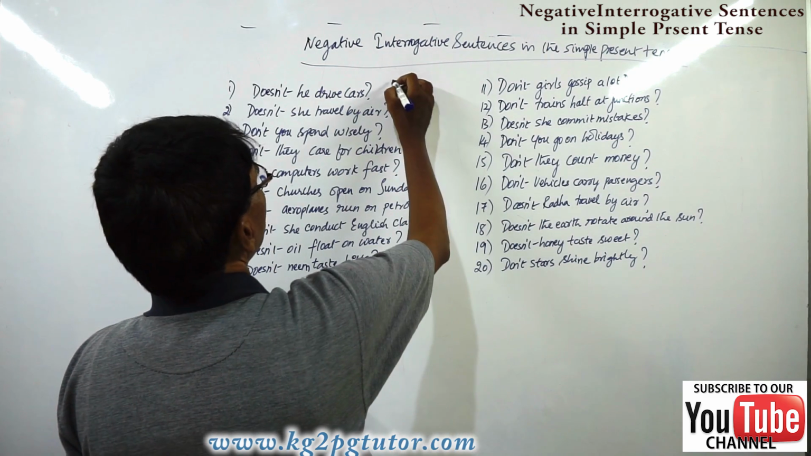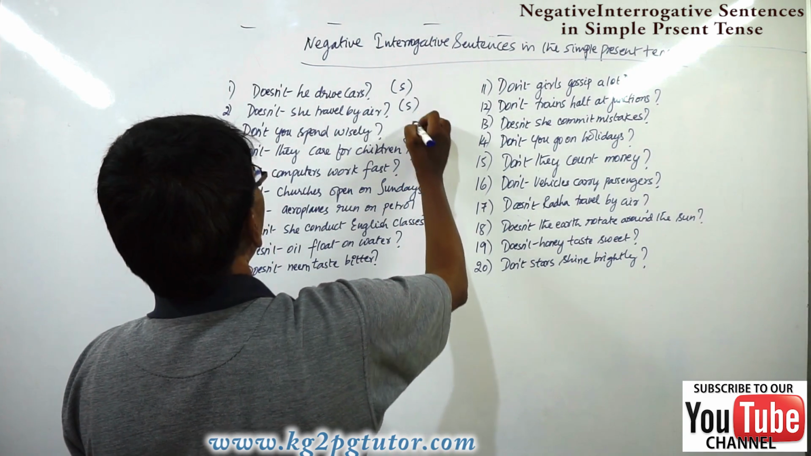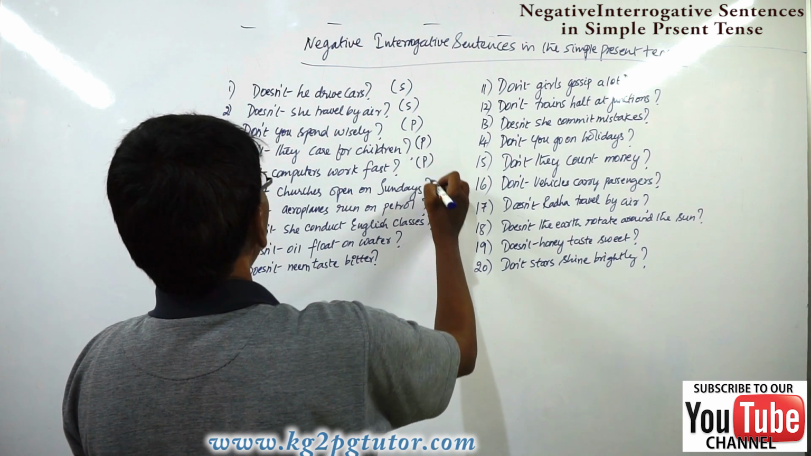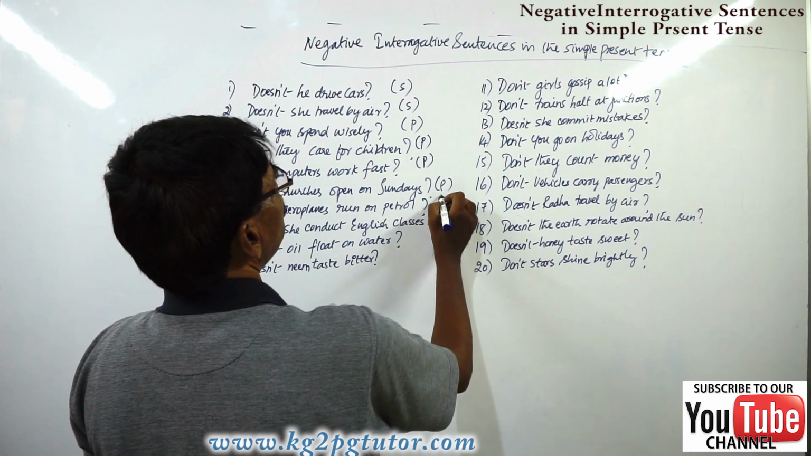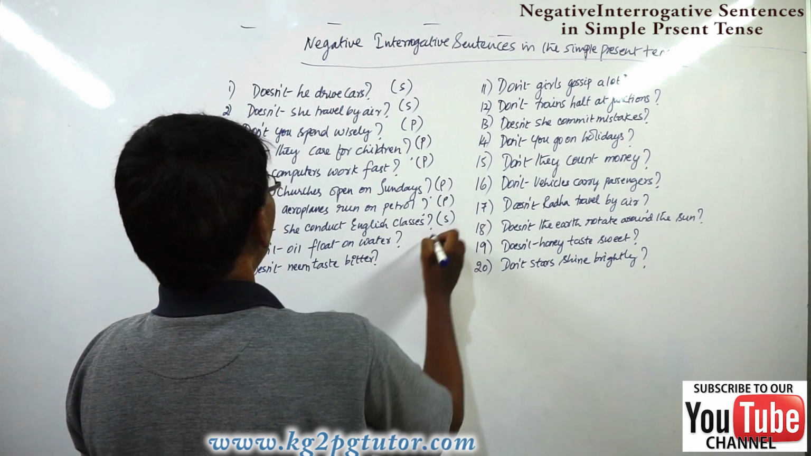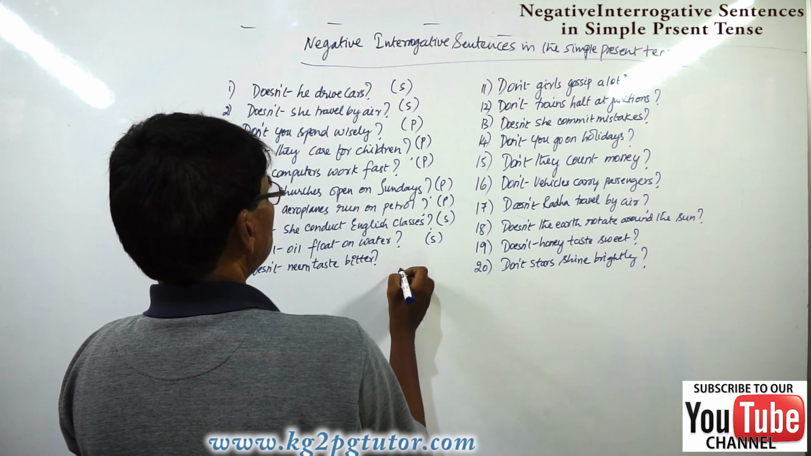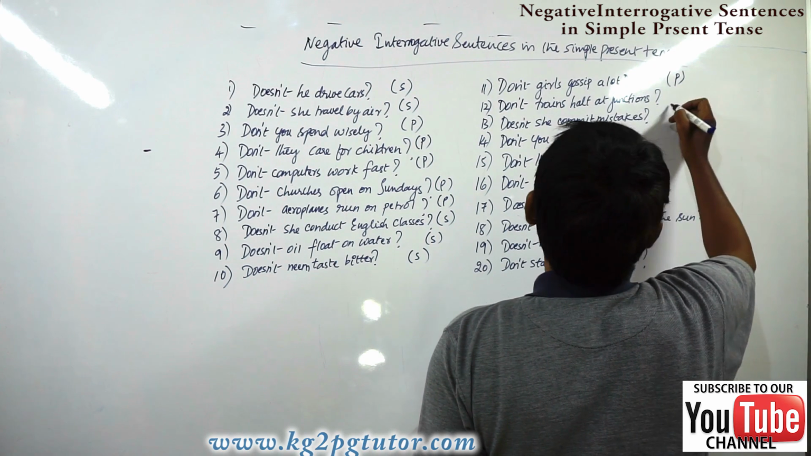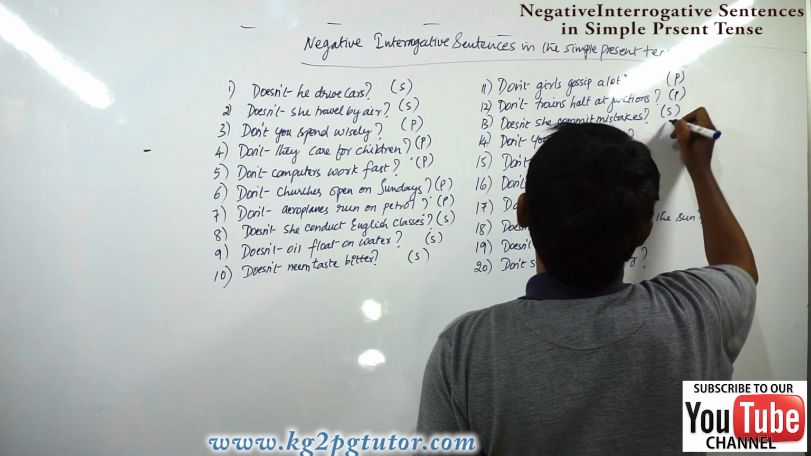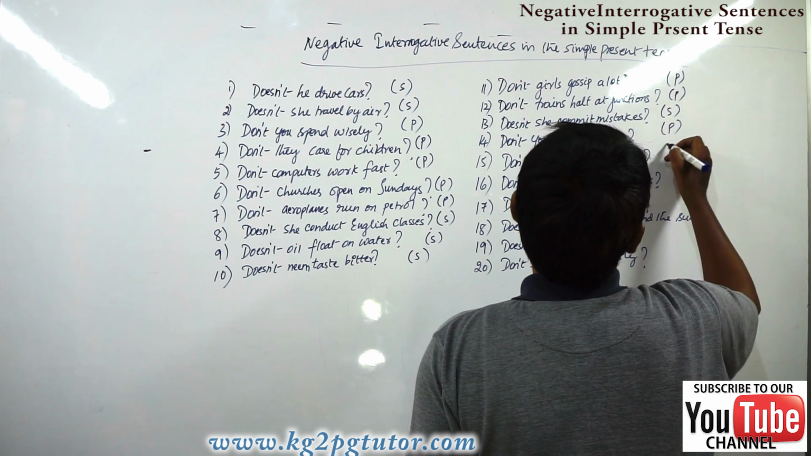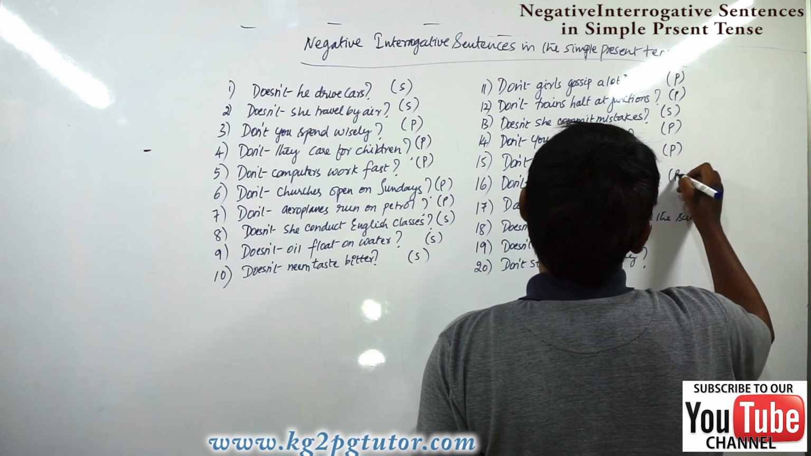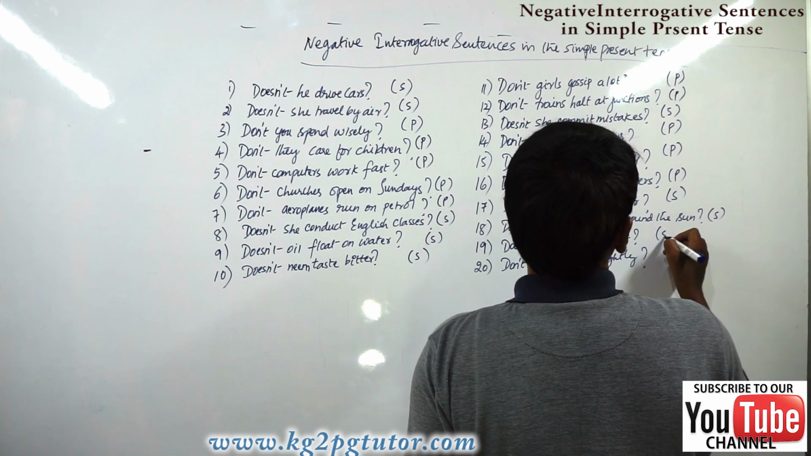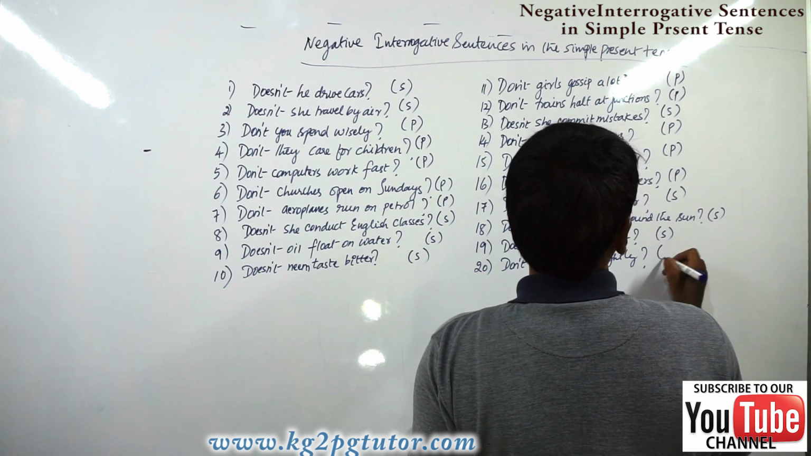We have used doesn't for singular, don't for plural, and so on through the list: doesn't for singular subjects and don't for plural subjects.